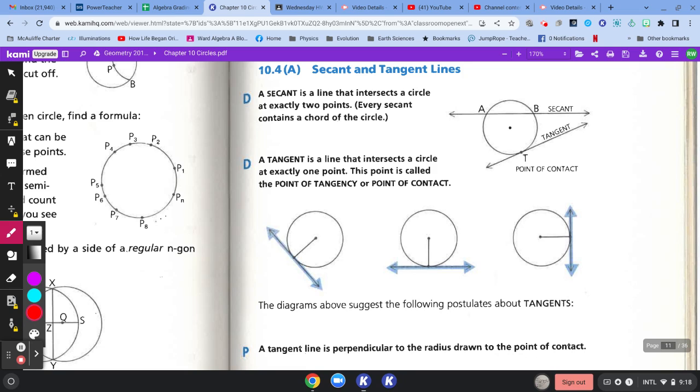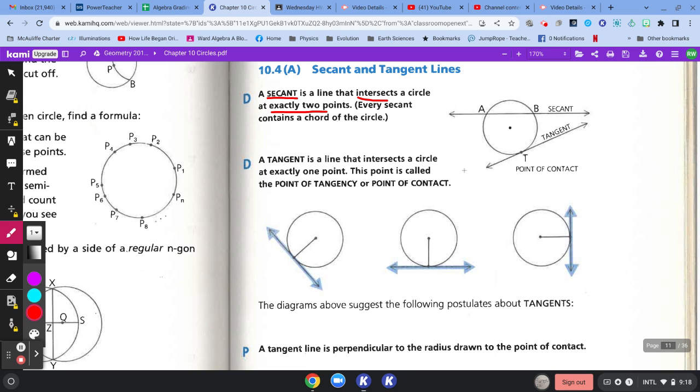So we're introducing some new types of lines that are related to circles. One is called a secant, and the other is called a tangent. And you've got some definitions here. So a secant is a line that intersects a circle at exactly 2 points. Every secant contains a chord of the circle. So here we have a secant with line AB as a secant. It makes a chord AB. It intercepts, of course, an arc AB, but that's the secant.